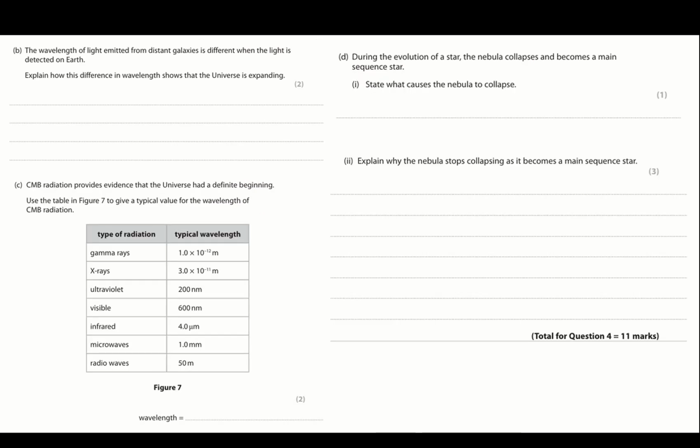Go on to the next part. The wavelength of light emitted from distant galaxies is different when light is detected on Earth. Explain the difference and how it shows that the universe is expanding. So imagine here's Earth, here's a galaxy, and it's whizzing away. Just like the previous example, here's what it normally emits, but because it's moving away from us, this wave gets stretched, and we call that redshift. And this tells us that it's moving away.